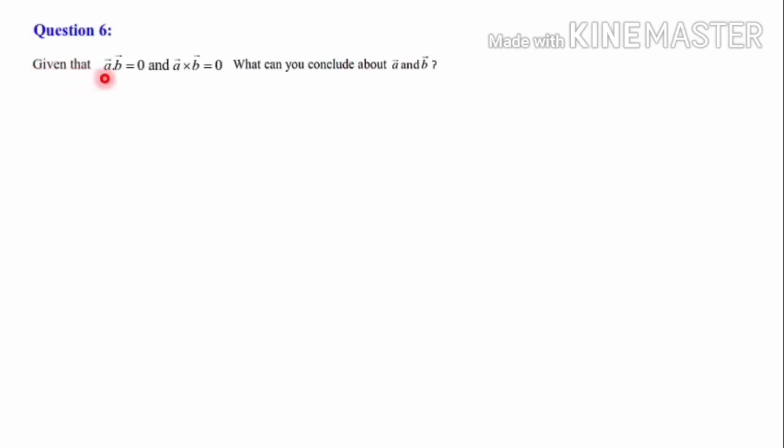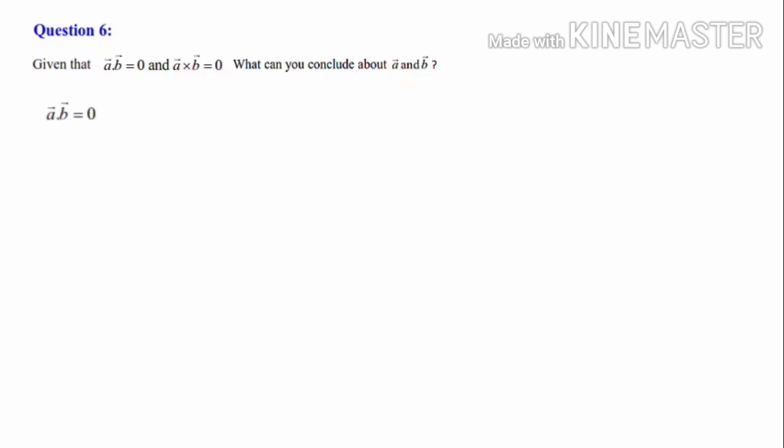The question is: given that vector A dot vector B is equal to 0 and vector A cross vector B is equal to 0, what can you conclude about vector A and vector B? Here two statements are given to you: vector A dot vector B equal to 0 and vector A cross vector B equal to 0. We have to write conclusions about vector A and vector B.